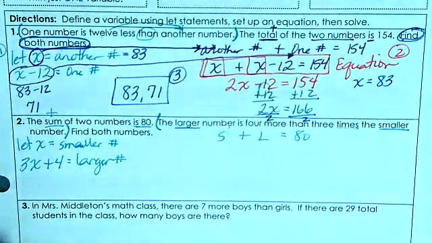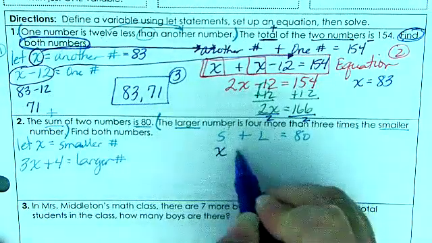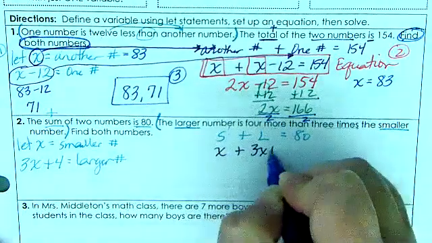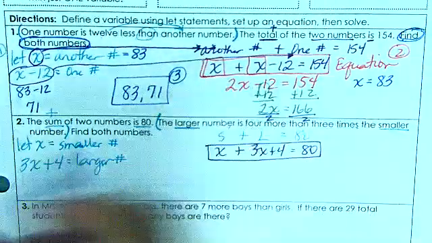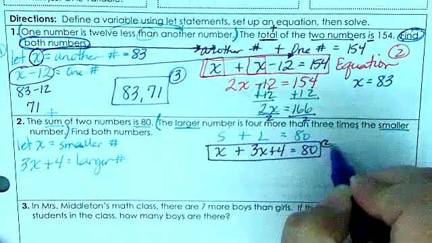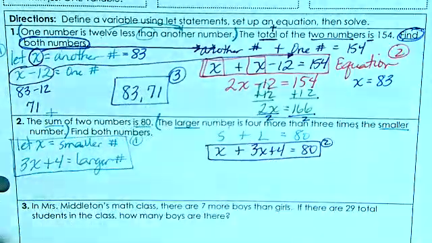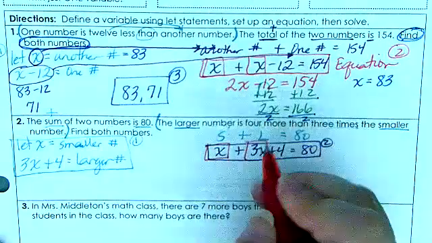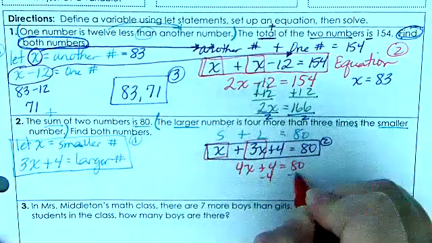So now I'm going to take this information and plug it in. x is for the smaller, so I'm going to have x plus 3x plus 4 for the large, equals 80. So here's my equation, that's part 2. This is part 1, and you have to have all parts. And now we solve for the rest of it. Combining my like terms gives me 4x plus 4 equals 80. Subtract 4, subtract 4.